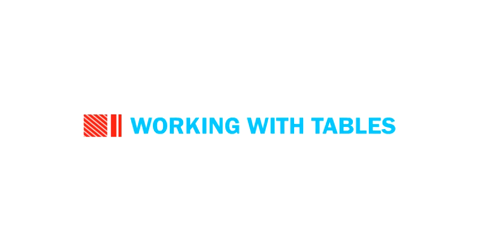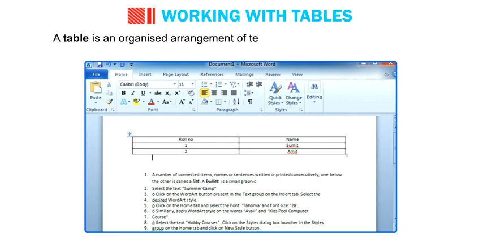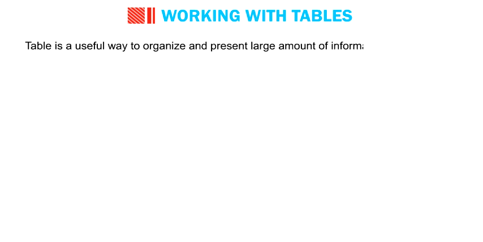Alright, students, let us learn how to work with tables. A table is an organized arrangement of text in form of rows and columns. The intersection of a column and a row is called a cell. A table is a useful way to organize and present a large amount of information.